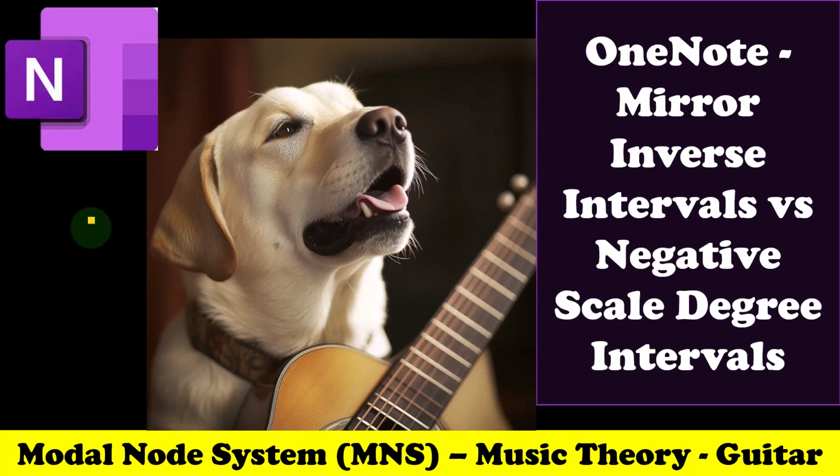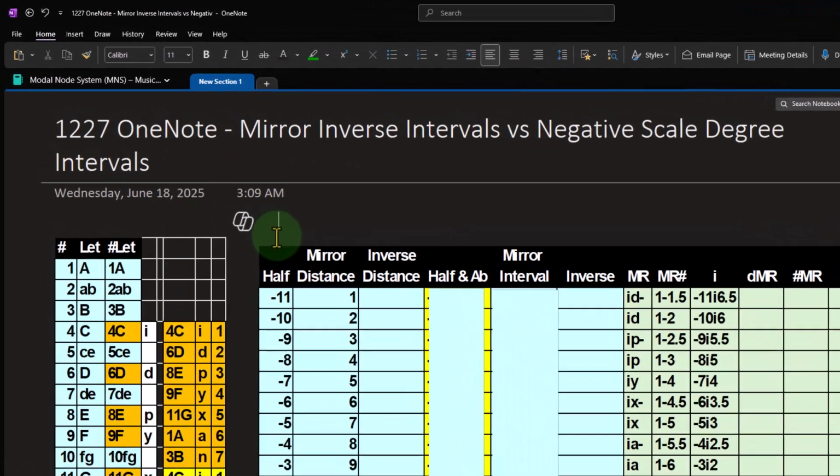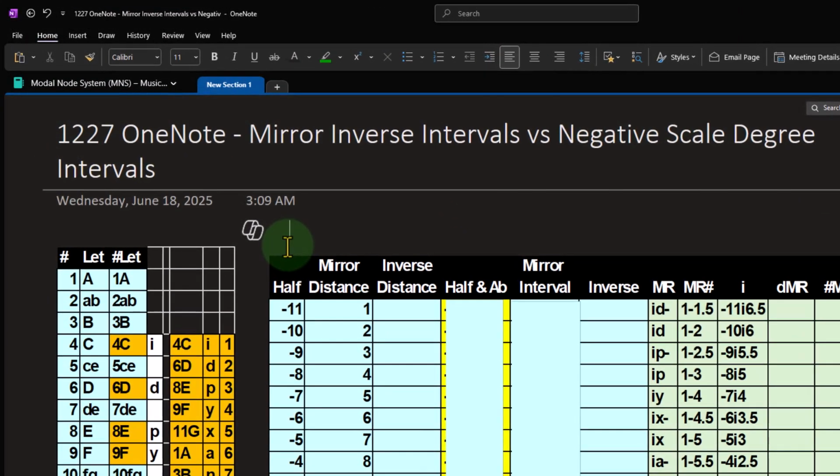Music theory with OneNote. Mirror inverse intervals versus negative scale degree intervals. Get ready and some coffee, because although we're just playing with OneNote, it's a beautiful note. Not required to, but if you have access to it and would like to follow along, we're currently in the OneNote file of Modal Node System, MNS Presentation 1227, OneNote Mirror Inverse Intervals versus Negative Scale Degree Intervals.